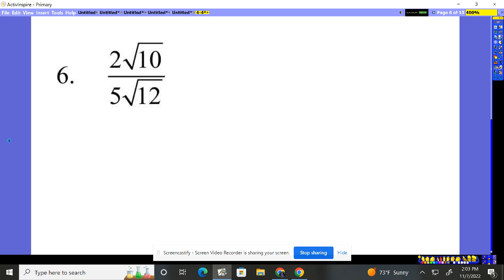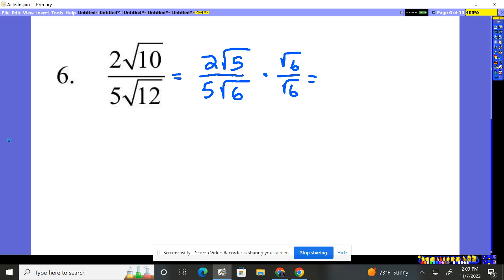Ooh, got a few more things here. Okay, let's take care of the inside, inside that little root. 10 and 12 both can be divided by 2. So I'm going to say, hey, this is 2 root 5 over a 5 root 6. I now need to get rid of that root 6. So I'm going to multiply by root 6 over a root 6.